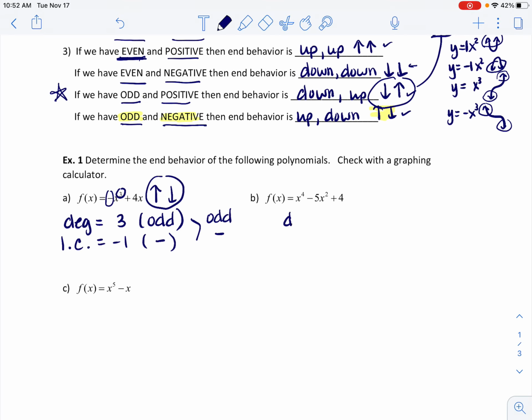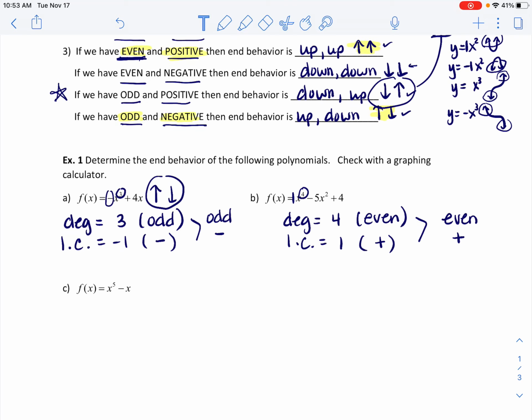Okay, let's look at B. How do I find end behavior? I look at the degree and I look at the leading coefficient. The degree here is the highest exponent, which is 4. That number happens to be even. And then my leading coefficient is the number in front of that x to the 4th, which is just a 1. And this happens to be positive. So this time I have even positive. If you look at even positive, the end behavior there is up, up. So you would just write up, up.